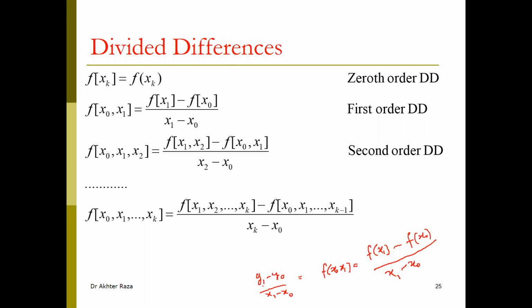So you can see that this is the formula of slope. y1 minus y0 upon x1 minus x0 is what? This is the formula of slope. Now f[x0, x1, x2] is f[x1, x2] minus f[x0, x1] divided by x2 minus x0. Similarly, if we have all arguments x0 to xk, then first you write down all of them skipping the first one, then all of them skipping the last one, divided by xk minus x0. So this is the way of expanding the divided differences.